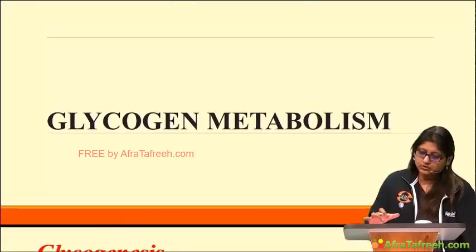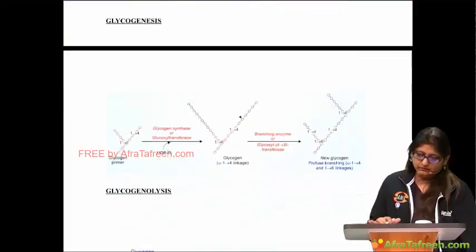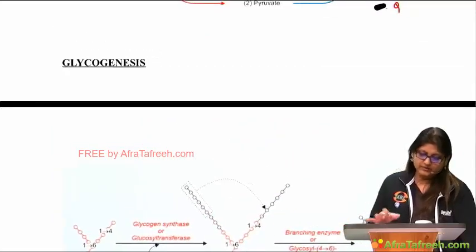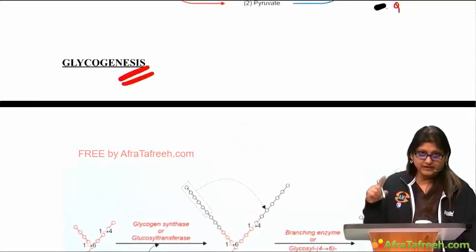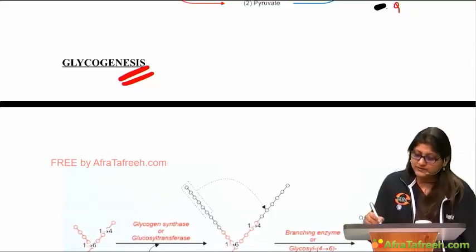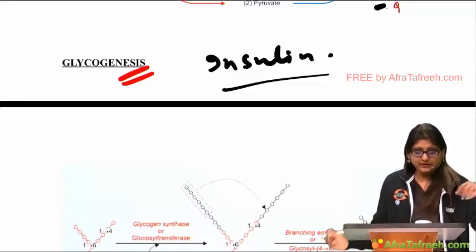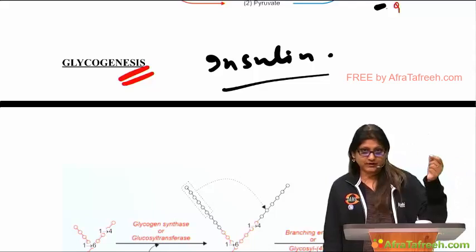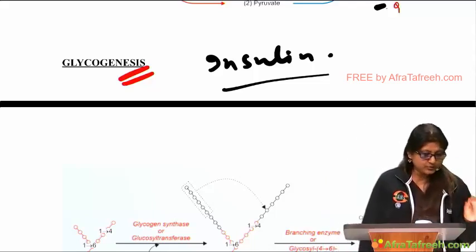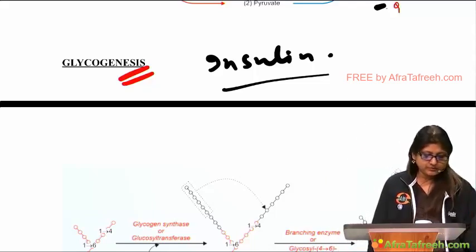Coming to the next page in the workbook. What is that? Glycogen metabolism, where they're talking about synthesis of glycogen. What hormone is required? You tell me. Insulin is required, right? Insulin is needed for glycogenesis, and contra-insulin hormone is needed for glycogenolysis. That is the first point you remember. Very good.